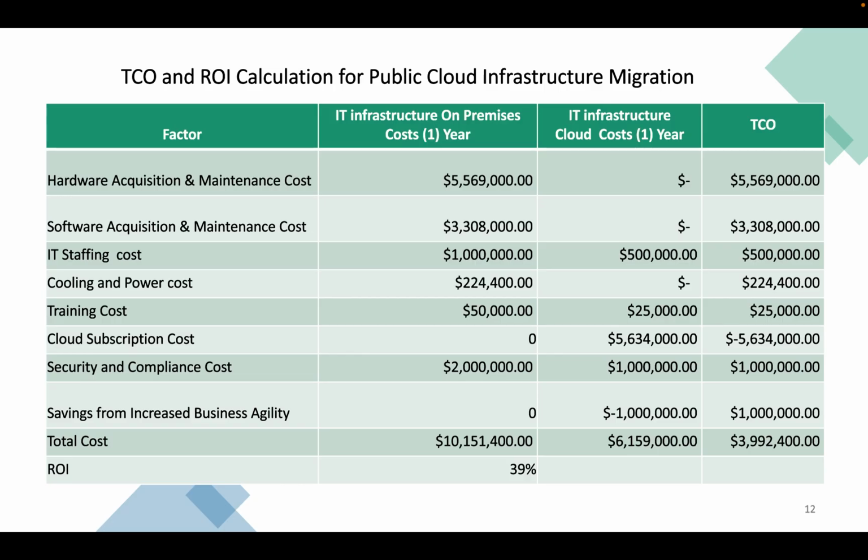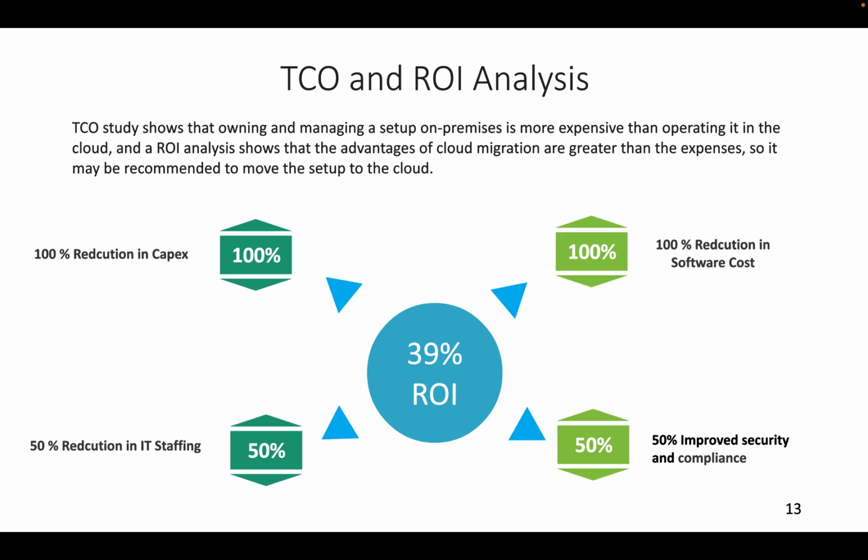So here, based on our calculation and provided information, we used the public cloud provider calculation and TCO, and we get this calculation, and based on that we did our analysis. We find that the total cost of the on-prem data center is around 10 million, where the same infrastructure hosted for 1 year will cost us 6 million. The ROI is around 39%, which is positive and gives us an indication to migrate the services to the cloud.